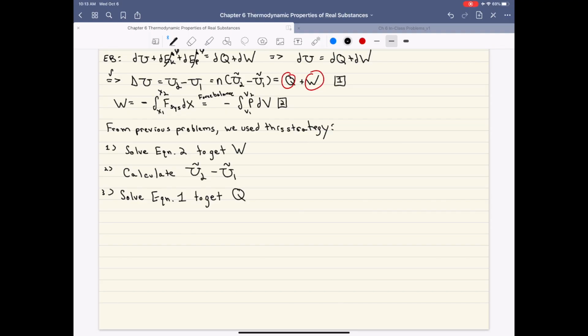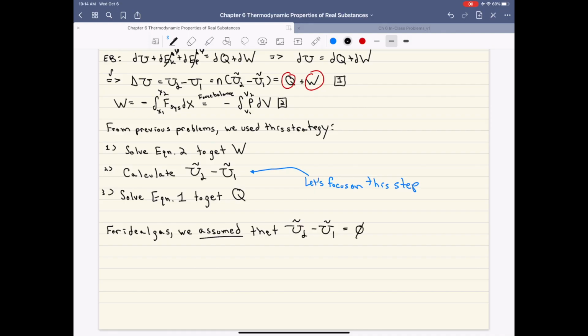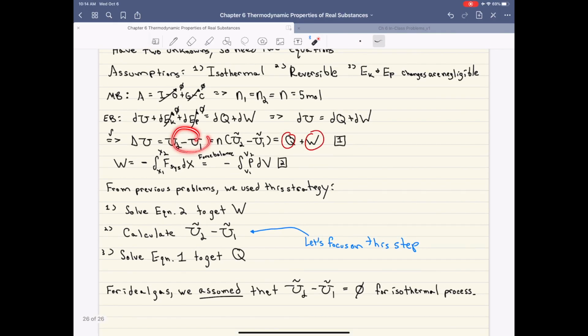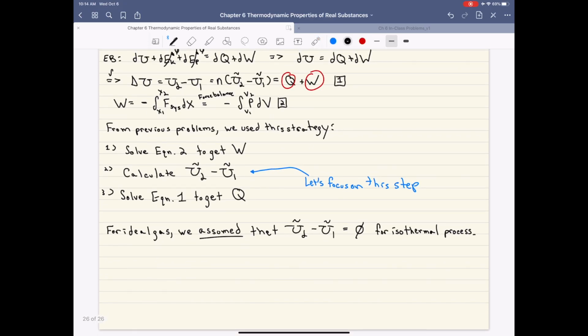Okay? So that's the basic strategy that we'd taken before. But what I want to focus on now is the second step. So let's focus on this step. Okay? Alright, and so for cases when we were dealing with an ideal gas, we just assumed that our delta molar internal energy, so u2 minus u1, was 0 for an isothermal process. Okay? So we just made that assumption, crossed out u2, u1, and then that made solving for q very easy.